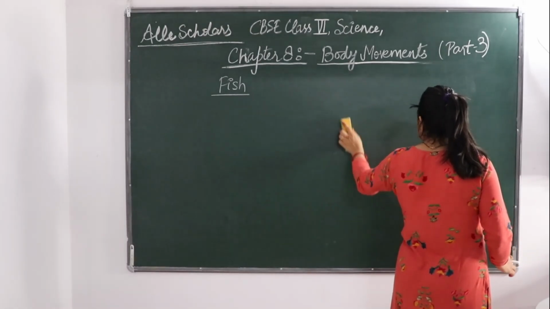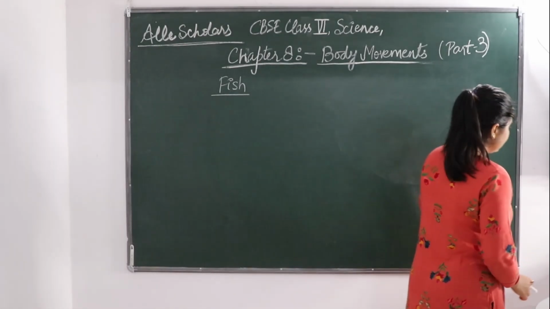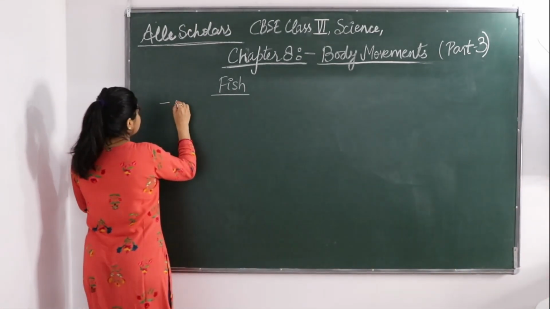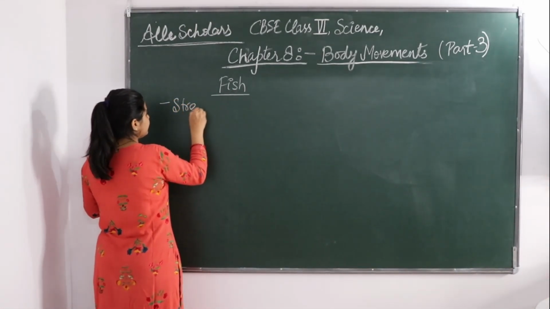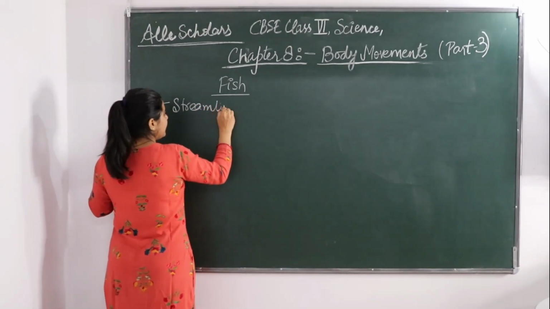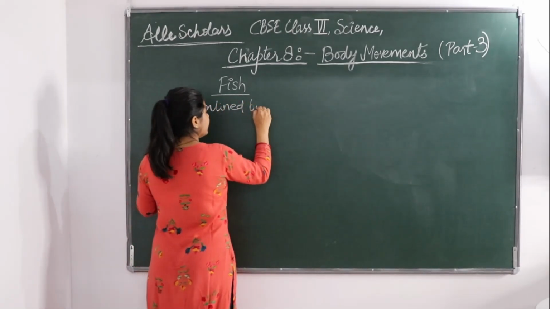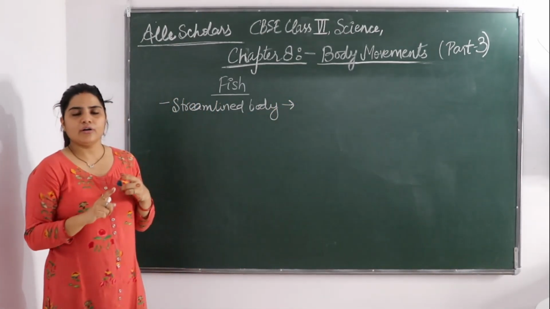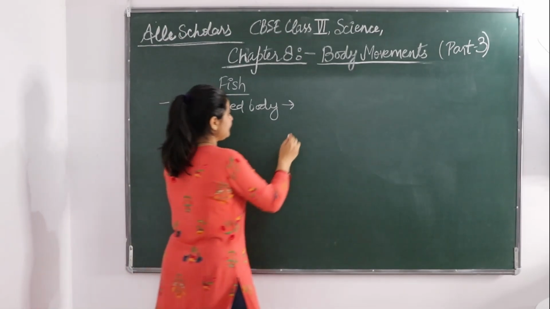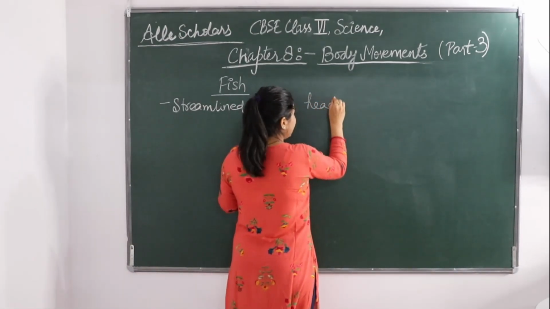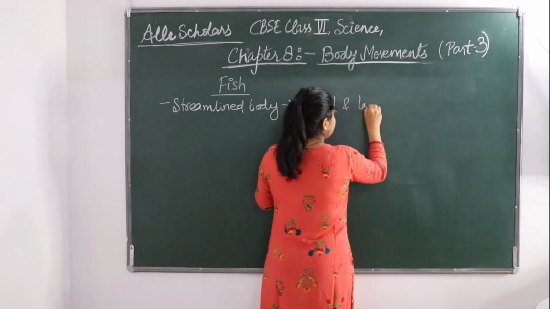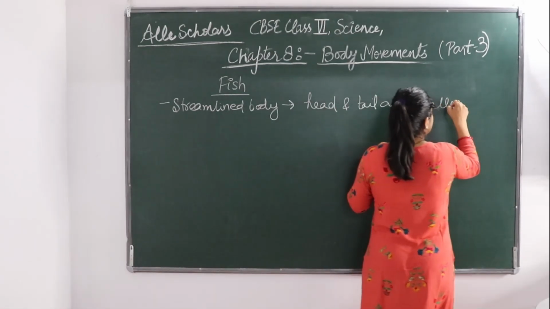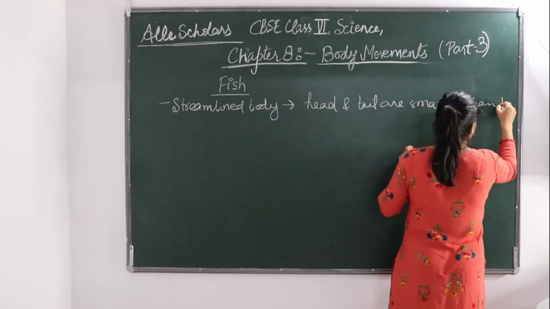तो फिश की जो बॉडी होती है वो कैसी होती है? स्ट्रीमलाइन. ओके, स्ट्रीमलाइन बॉडी. स्ट्रीमलाइन बॉडी का क्या मतलब है कि हेड और टेल तो स्मॉल होगा. हेड एंड टेल आर स्मॉलर than the middle body.